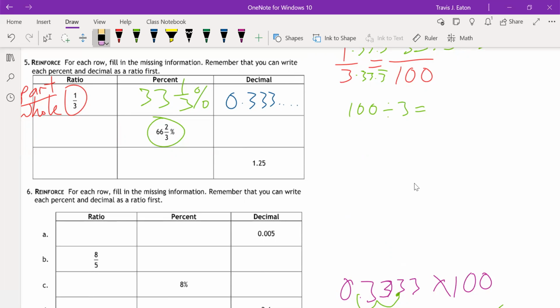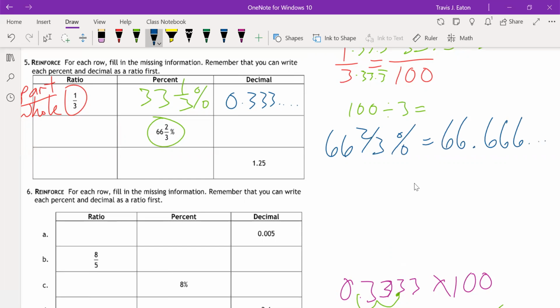Now, 66 2/3%. You have to divide 2 by 3, and that would be 66.666%. Okay. Now, if I want to change that to a decimal, remember how I changed a decimal to a percent? I multiplied by 100. Well, to change a percent to a decimal, I have to do the opposite. I have to move my decimal point the other way because I am dividing by 100 to change it to a decimal.